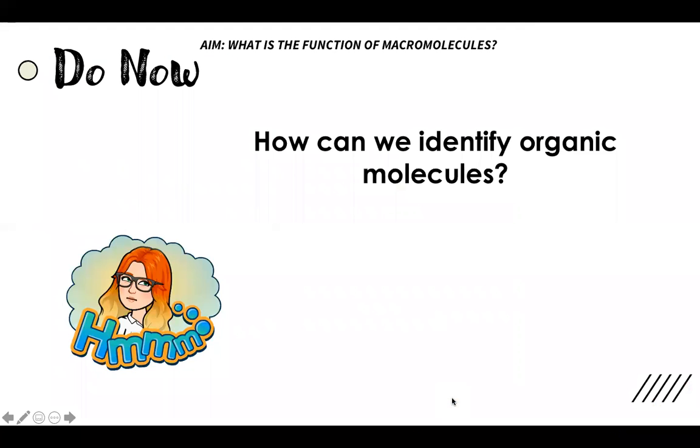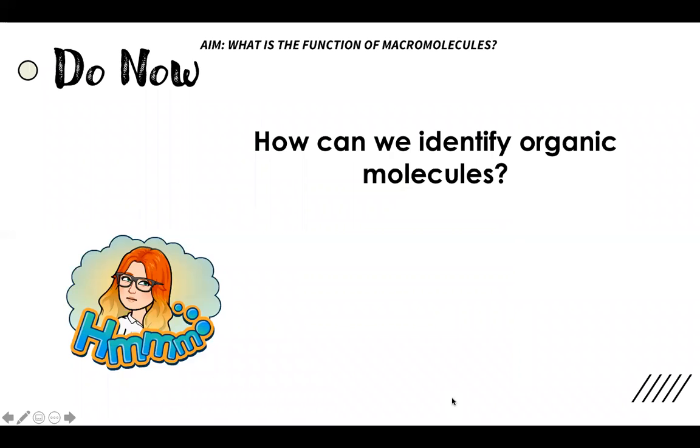So we have been talking about chemistry and living environment, so we're going to continue that conversation now. We're going to look specifically at the macromolecules or biomolecules that we can find in our cells. They are lipids, carbs, proteins, and nucleic acids. So we're going to look at lipids and carbs today. Our aim reads, what is the function of macromolecules? And our do now says, how can we identify organic molecules?